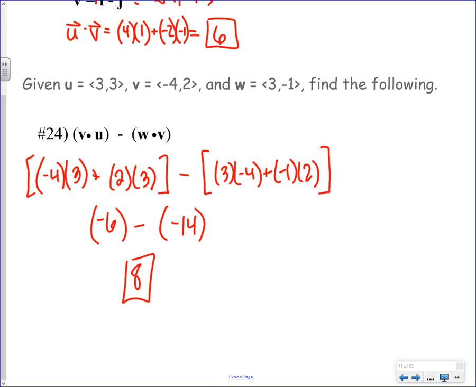How did we do? It's super easy to make mistakes along the way. That's why it's nice to write out all the work. But do we get the idea of dot product? Horizontals, multiply. Verticals, multiply. Add, and you get a number. Same thing with the other one, just we had new horizontals and new verticals for w dot v.